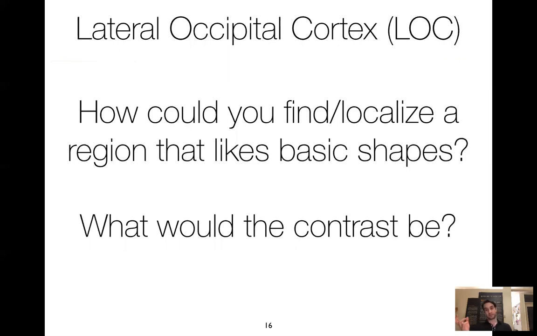What would the contrast be? Because to remind you, from several weeks ago when we were talking about finding face regions, the contrast would be something like faces minus objects. But here we're not looking for that. We're looking for something else. So what would you contrast?